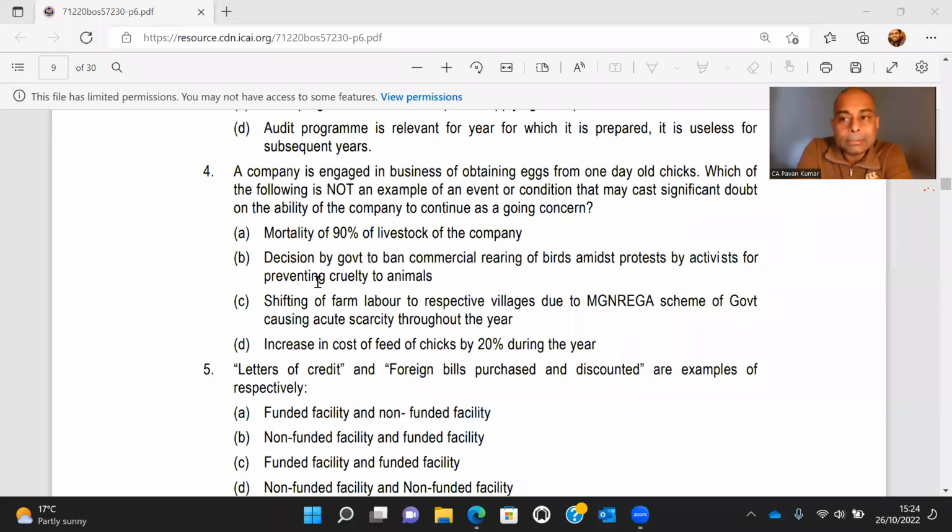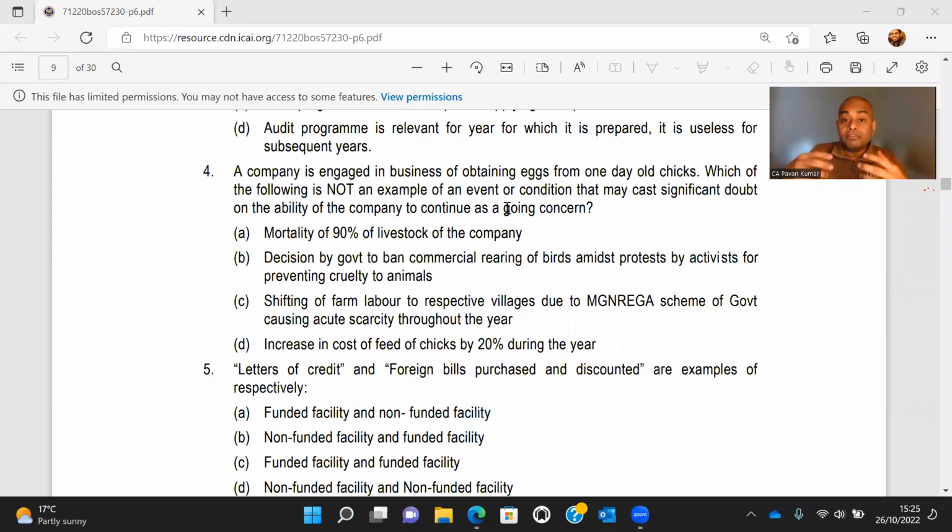Okay. A company is engaged in business of obtaining X from one day old chicks. Which of the following is not an example of an event or condition that may cast significant doubt on the ability of the company to continue as a going concern? So imagine you are conducting audit of one entity and that entity is a poultry farm. They have chicks, they produce eggs and they sell the eggs. This is the business model.